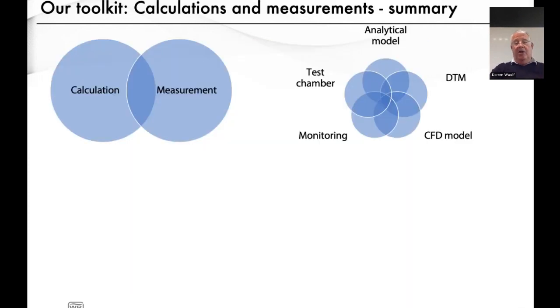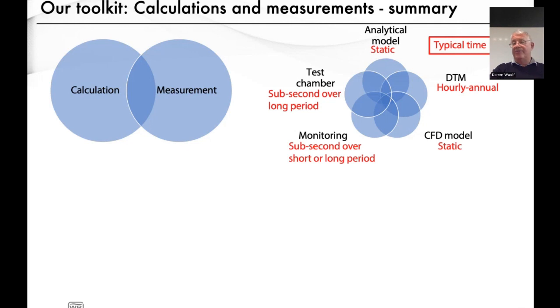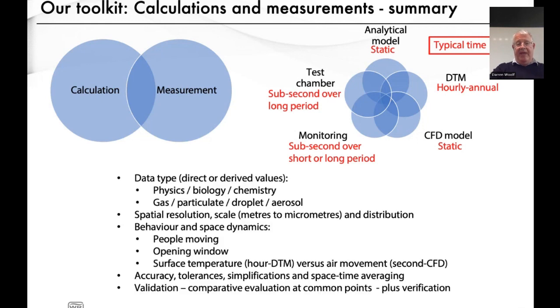So in summary, our calculations and measurements, think of them as Venn diagrams, and then as typical times. There may be a static time for CFD and analytical models, hourly on dynamic thermal models, or sub-second in measurements, depending on what you're doing, if it's fixed on a wall or not. And there's a whole host of different data types as well, depending on the science and what we're looking at: spatial resolutions, behaviors, people moving, opening windows.